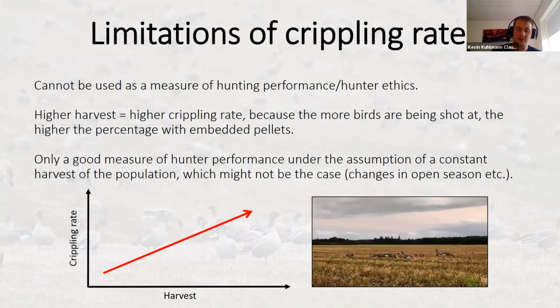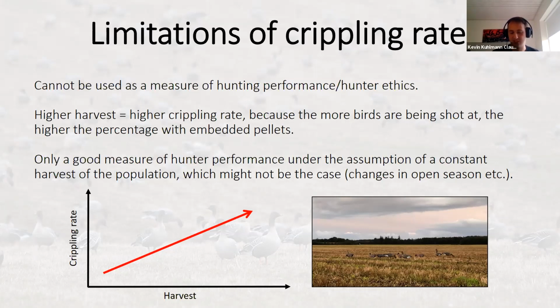Okay, so I've talked a bit about the crippling rate and what might affect it. I also want to touch upon its limitations, because the crippling rate was a good measure of the population impact, but actually it is a very poor measure of hunter performance. The reason is that, all else being equal, when harvest increases, so will the crippling rate, simply because the more birds that are being shot at, the higher the percentage of birds with pellets.